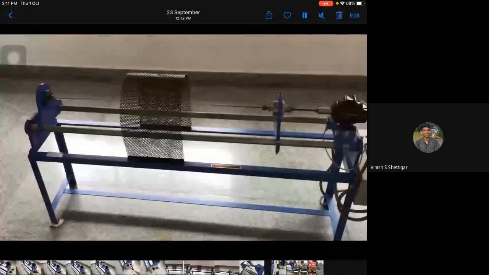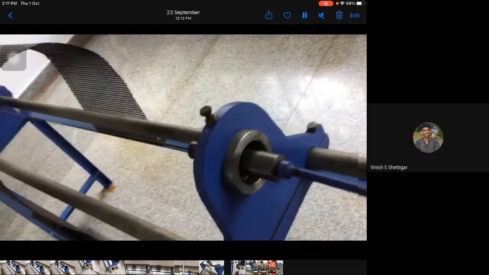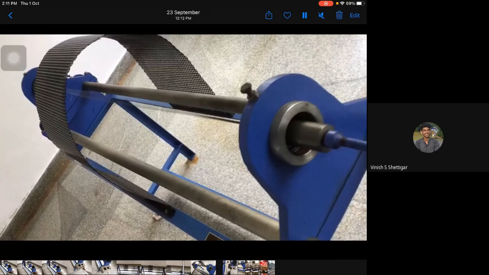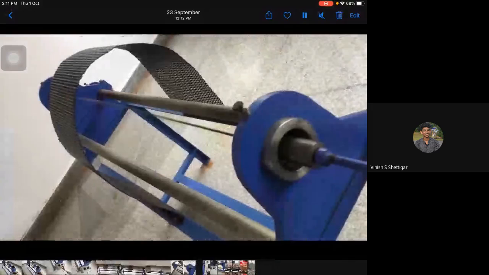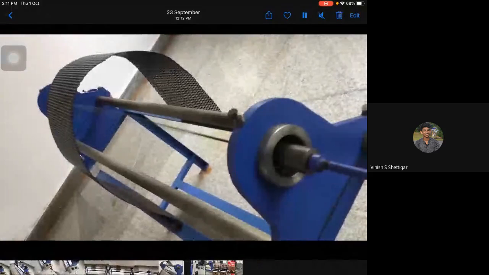Just look at the experiment, how it goes. This has to be done for both the supports, the fixed supported and the supported-supported. You have to do it for both. This is how the resonance becomes visible. You can even see the mode shape there. I think it is not streaming correctly, but in the video you can observe the mode shape.